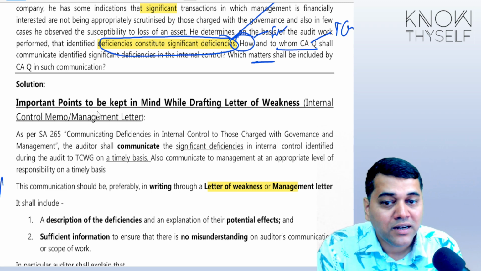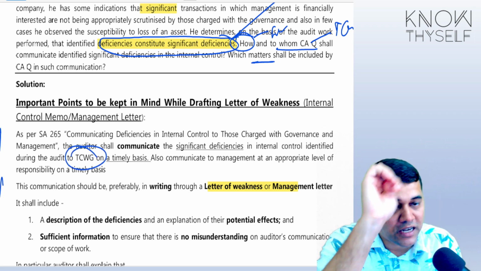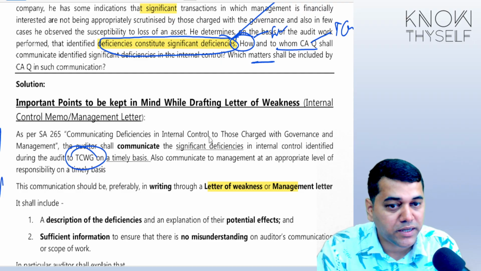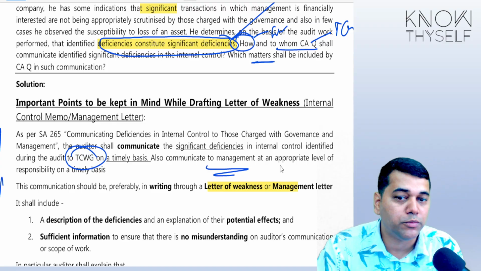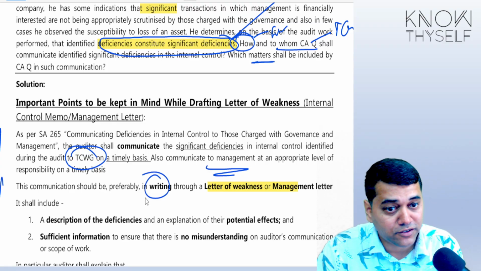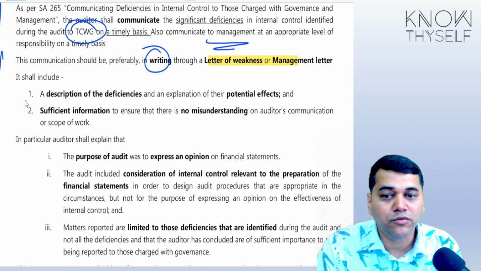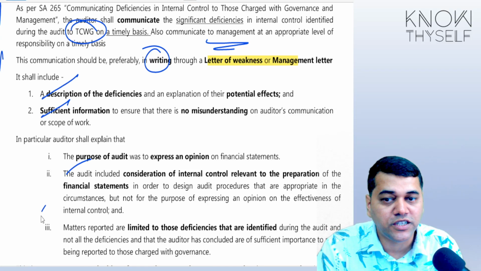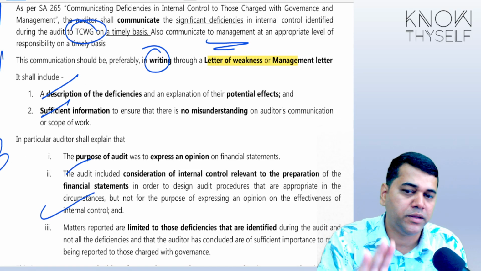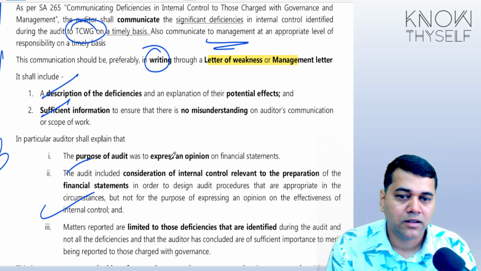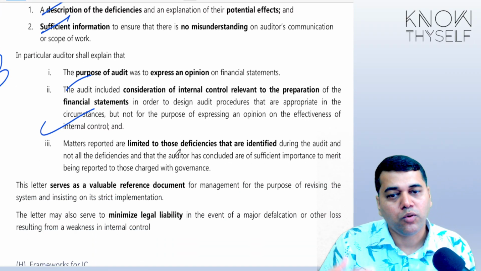Whom should tell? TCWG, to tell, 1 mark. And to the management. Don't tell only TCWG. Both you should communicate in writing. That is very important. Okay, what are the factors you should consider? Now you should say description, sufficient information. Probably 3 marks must have been assigned for this. So I hope students you have now understood.